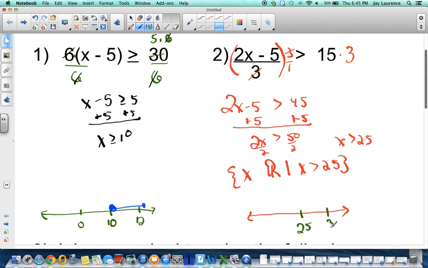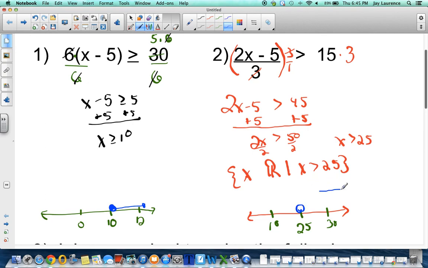Maybe I'll show 30, and maybe I'll show 10. All right, is there going to be an open point or a closed point at 25? Well, it doesn't say equals, does it? So since it doesn't say equals, I'll use an open point.